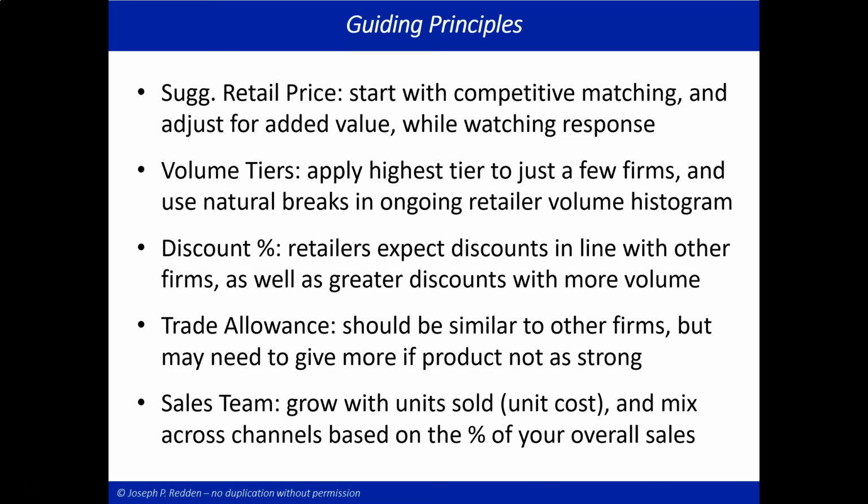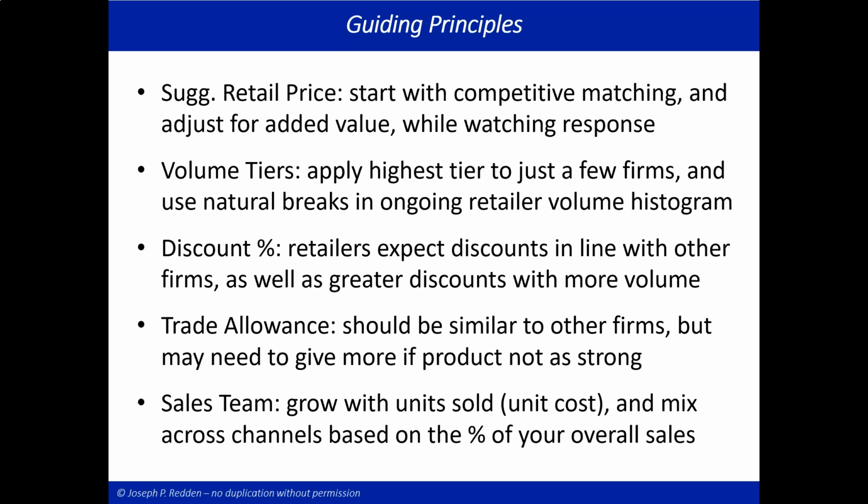For the volume tiers, here I think you're generally trying to just apply that highest volume discount tier to just a few firms. It's meant for the really largest firms. And I would look at the retailer volume histogram and look for natural breaks. That's telling you, well, here's a first set of firms that get one discount, then maybe there's another range that shows a second discount, and so on.